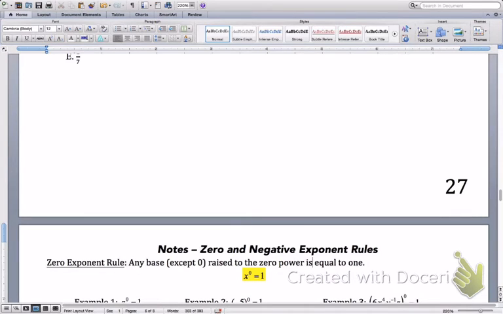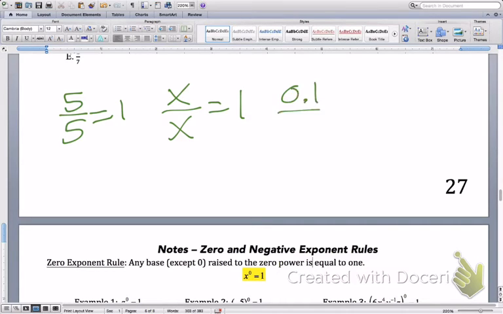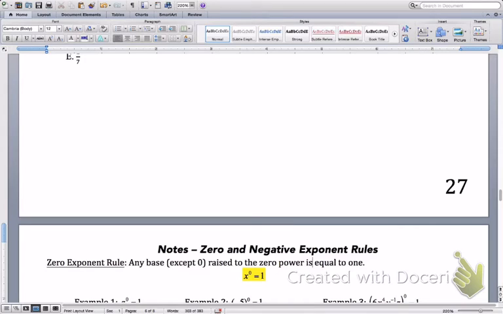We have to go by the definition of a number divided by itself is always equal to 1. It doesn't matter if it's a letter divided by itself, it's always going to equal 1. It doesn't matter if it's a decimal, something divided by itself is always equal to 1. So based off of that fact, we're going to see why the power of 0 gives us 1. So let's say I have x to the power of 7 over x to the power of 7. This is equal to 1 because they're the same thing on the top and bottom.